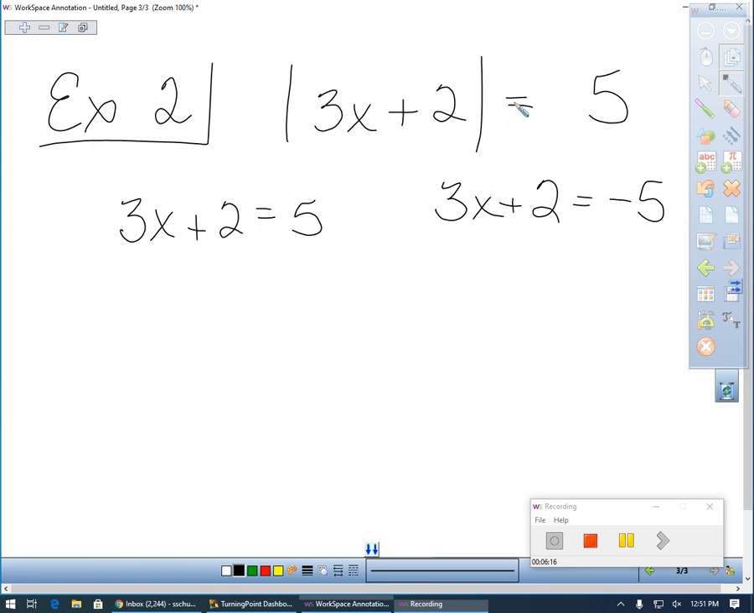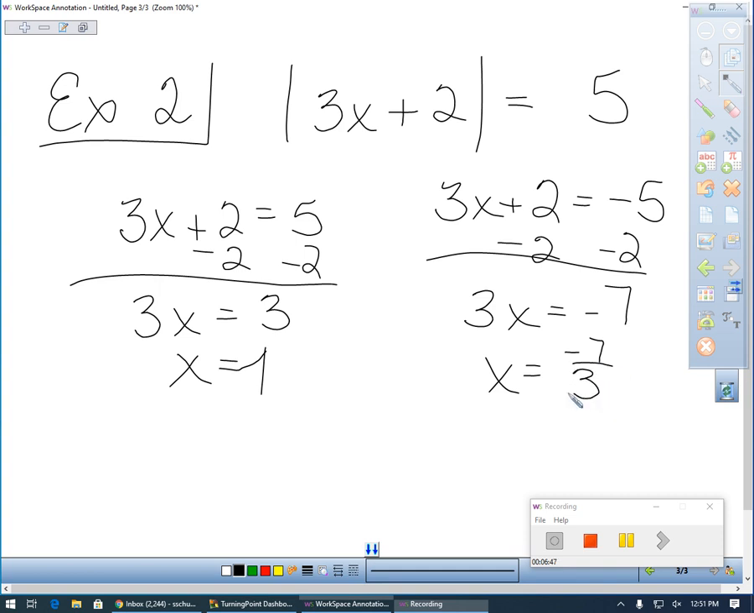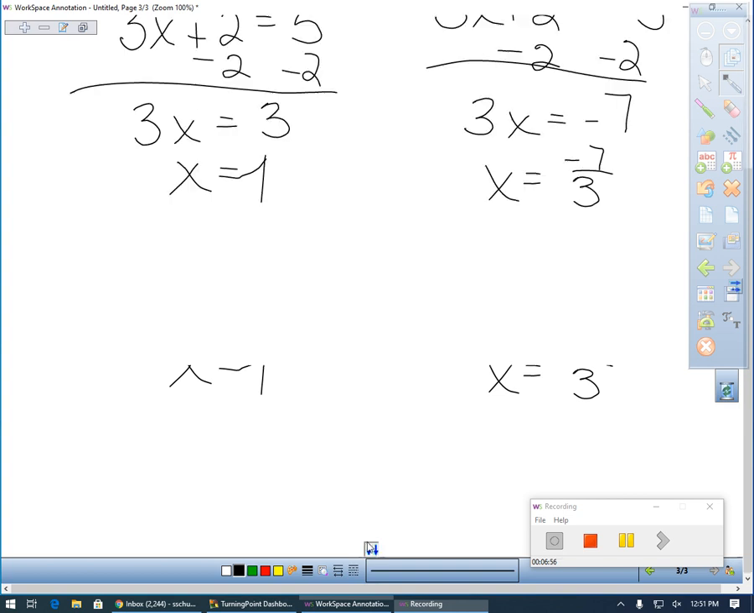If that was an inequality sign in there, you'd flip the inequality sign, right? Along with making a negative? Okay. So now we just got to solve them both. Here I'm going to subtract 2 from both sides. So 3x equals 3, which means x equals 1. Very good. And over here, subtracting 2 from both sides, I get 3x equals negative 7. So x equals negative 7 over 3. Again, seem pretty easy? All right. You guys are doing great. Example number 3.